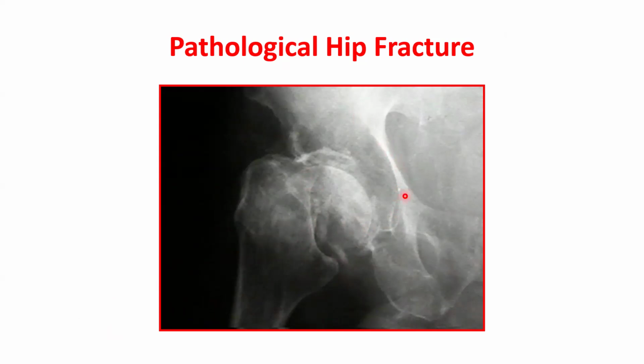So this is a plain X-ray of the right hip joint showing a pathological fracture. Here's the head of the femur, the acetabulum, the greater trochanter, the lesser trochanter, the shaft, but where's the neck? It's broken and it's compressed against the head, okay? So this is a pathological fracture.